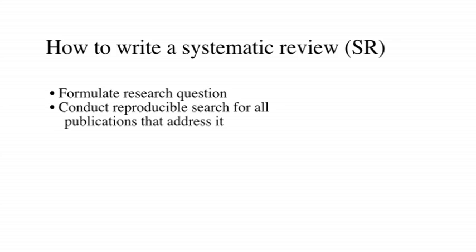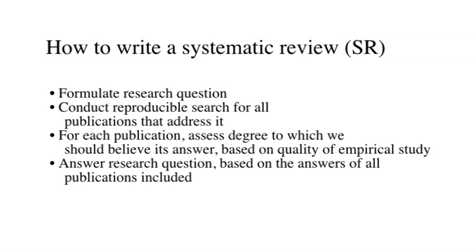As explained in the previous film, writing a traditional systematic review in medicine or epidemiology follows a detailed protocol. After formulating the research question and the conditions a publication must meet in order to be included in a review, one conducts a reproducible search designed to try to identify all the publications that meet these conditions. The result should be the whole literature that addresses the research question.